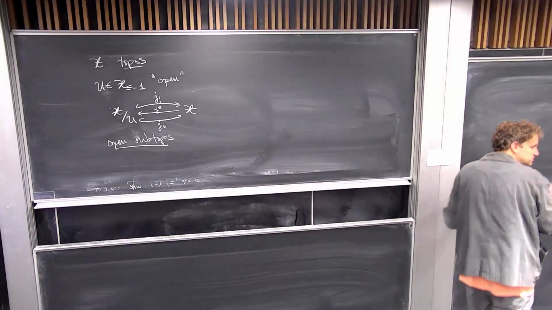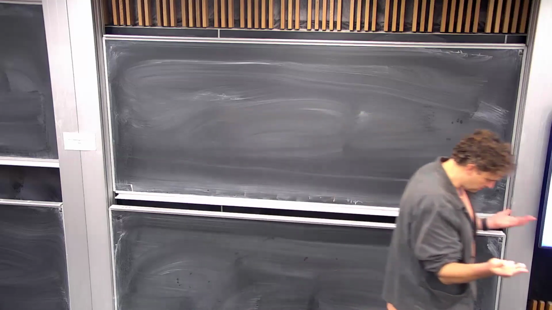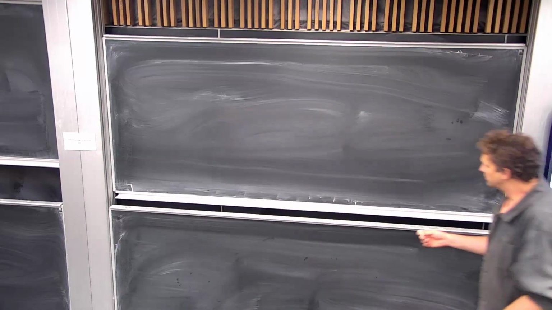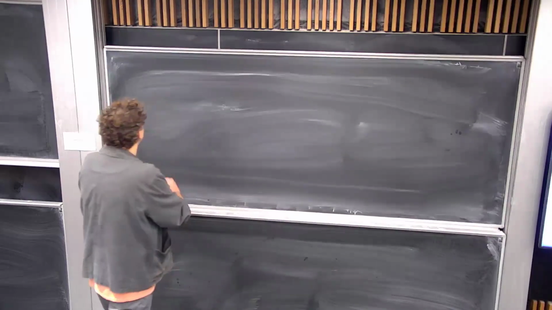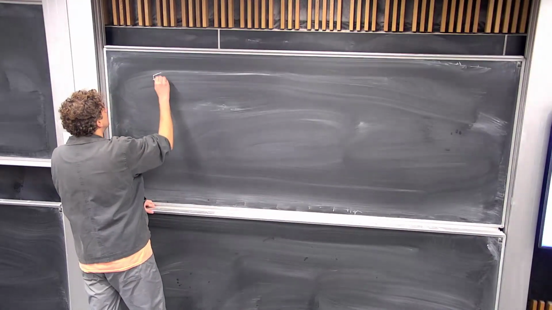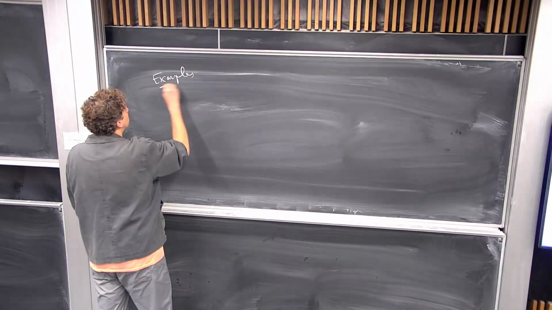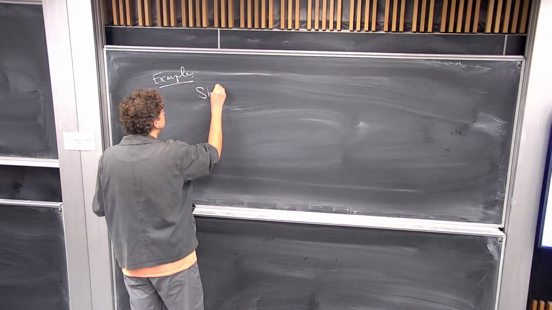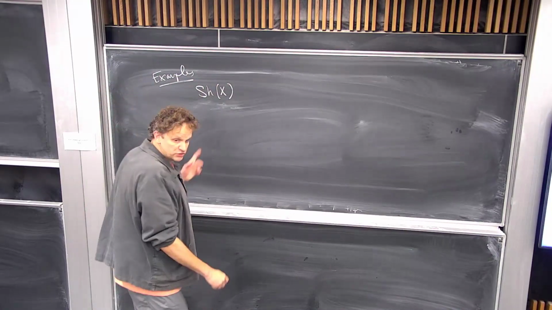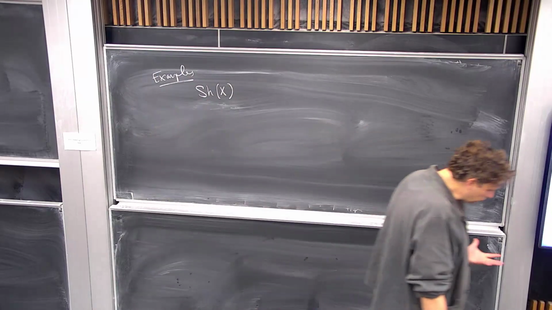So let me try and tell you some other examples of topoi that you might feel good about. So here's one example of a topos that you might feel good about. As you pointed out, of course, I can look at sheaves on a topological space. More generally, I can look at sheaves on any Grothendieck site.